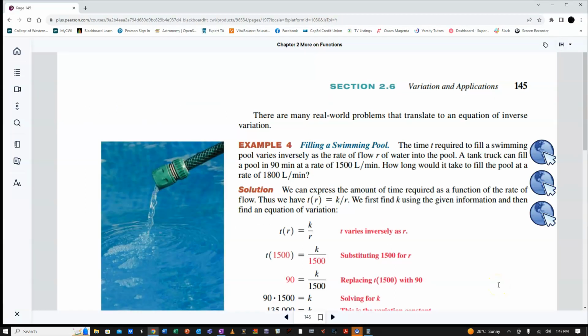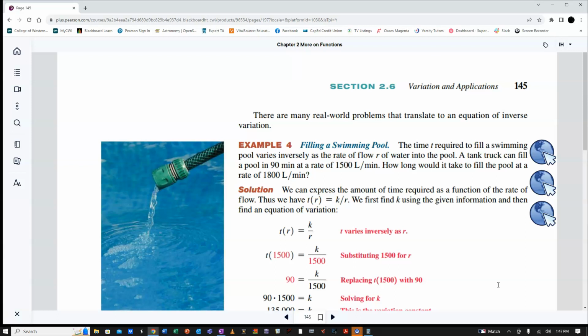So there are a number of real-world situations that can translate to an equation with an inverse variation, such as example 4 here, in which we're trying to figure out how much time it will take to fill a swimming pool. The time t required to fill a swimming pool will vary inversely as the rate of flow r of water into the pool. A tank truck can fill a pool in 90 minutes at a rate of 1,500 liters per minute. How long would it take to fill the pool at a rate of 1,800 liters per minute?